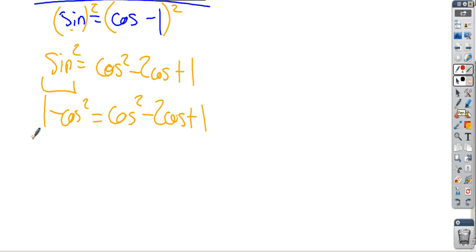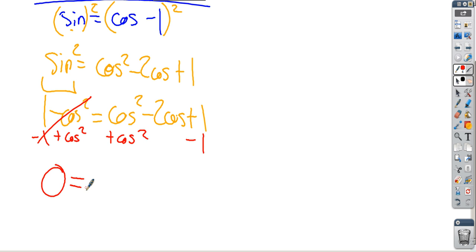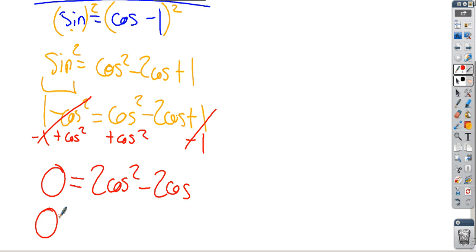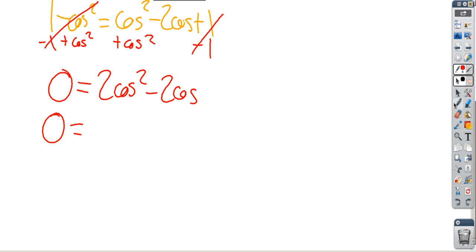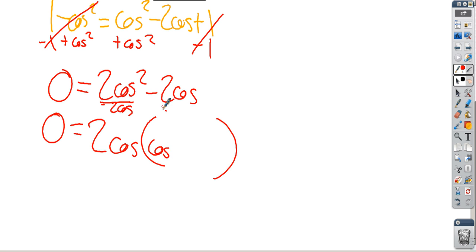Okay, so let's simplify this by subtracting 1 from both sides and by adding cosine squared. So that goes away, that's 0. Cosine squared plus cosine squared is 2 cosine squared. The 1's go away, and then we have minus 2 cosine. So this is actually not a trinomial, this is a greatest common factor that we can pull out. They both have a 2 in common, so we can pull that out, and they both have a cosine. If we pull out a 2 cosine from this one, we're just left with cosine. If we pull out a 2 cosine from itself, we're left with 1.